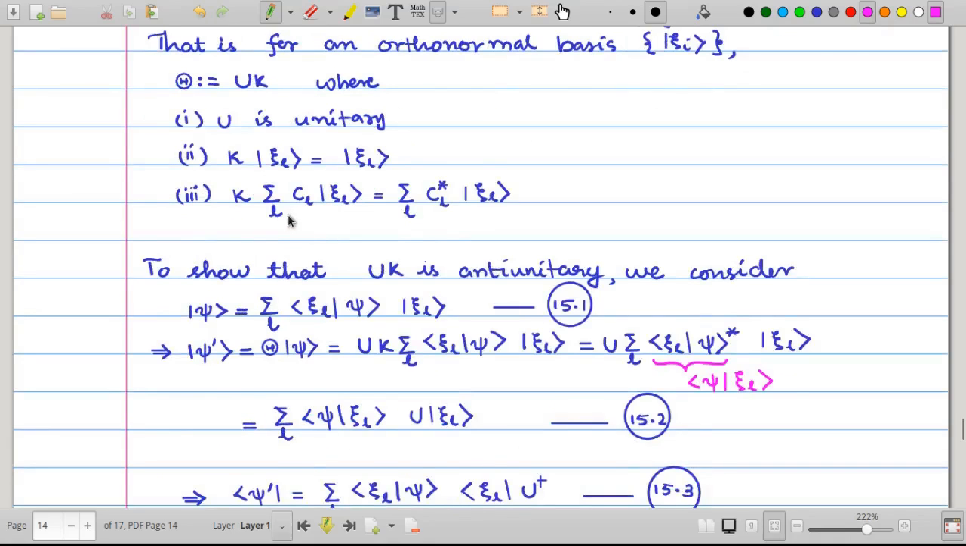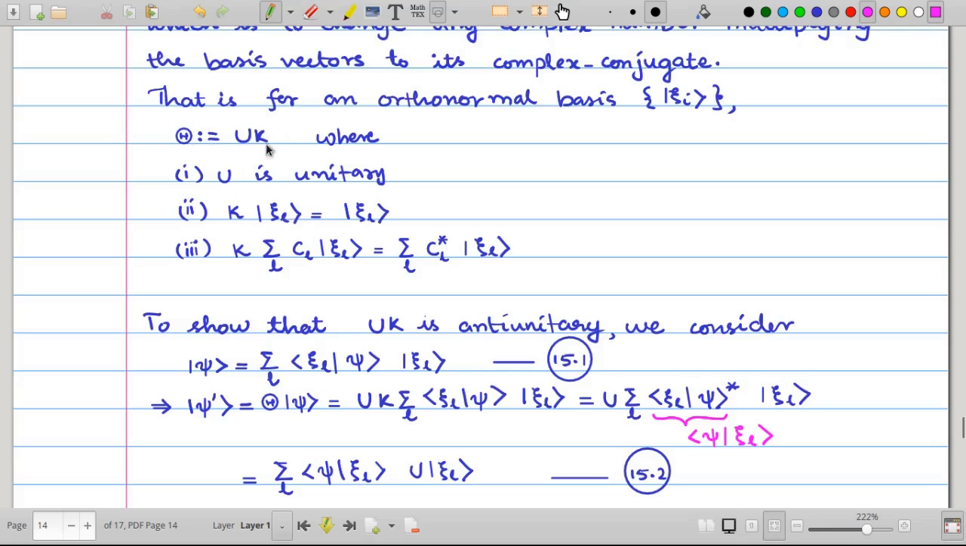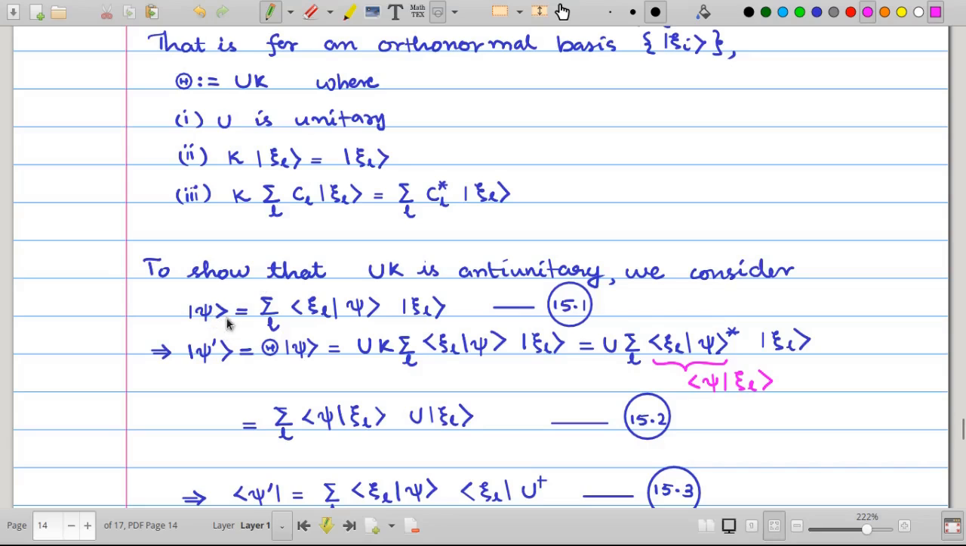Now we have to show that this product operator, UK, is an anti-unitary operator. For that we consider an arbitrary vector expanded in terms of the chosen orthonormal basis |c_l>. An arbitrary ket psi can be written as a linear combination given by equation 15.1, and the coefficients are given by the inner product of c_l with the ket psi. And we can do this because the set of basis vectors c_l are orthonormal.